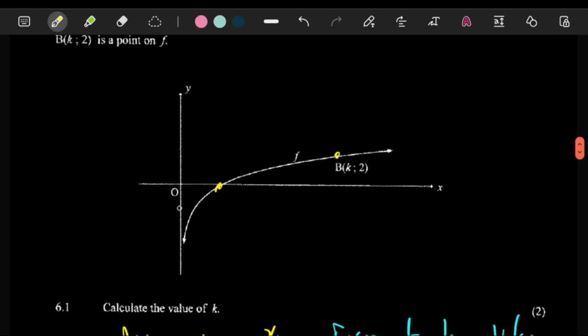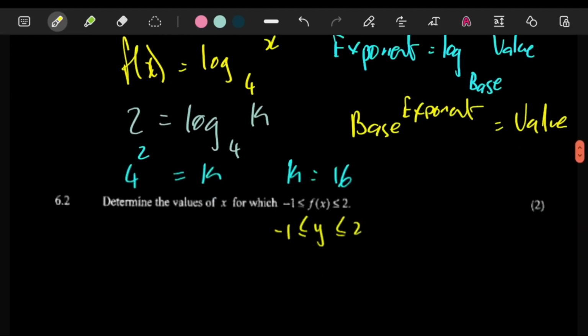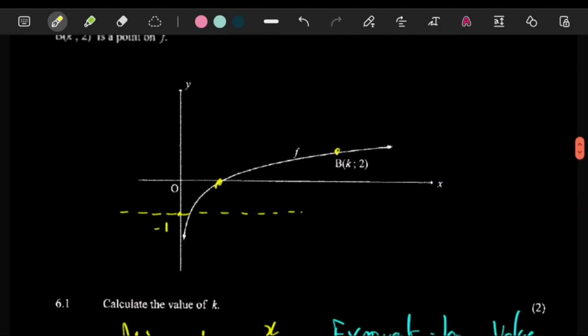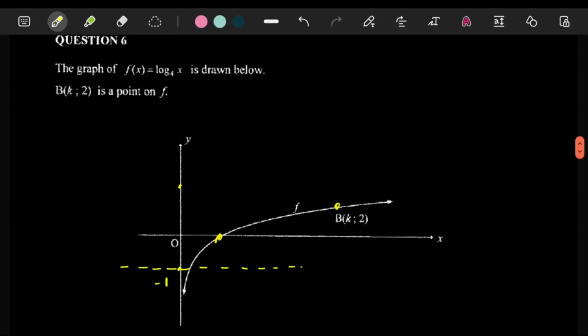So you just want to work out, let's see, where is -1? -1 here is somewhere here. So let's put -1 over here. This is -1, right? And then +2 is somewhere over there.